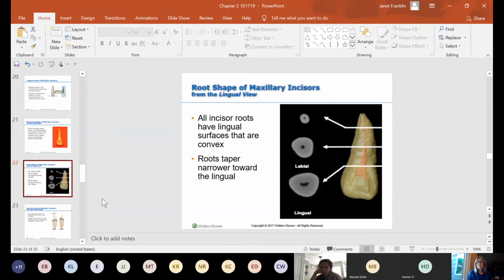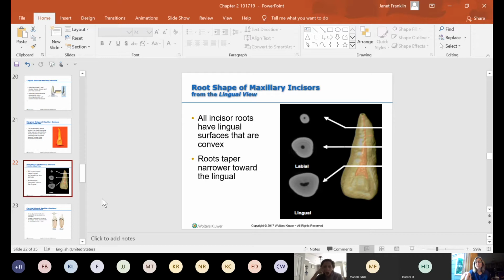Root shapes. This is where it's important to you because you're going to be root planing these teeth. All incisor roots have lingual surfaces that are convex. So in other words, the lingual surface bulges out more. The labial surface or the facial surface is a little more flat. The lingual surface is more rounded.